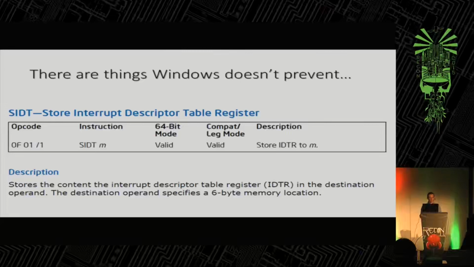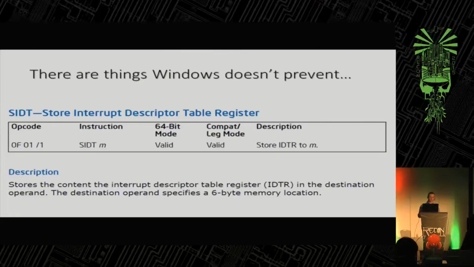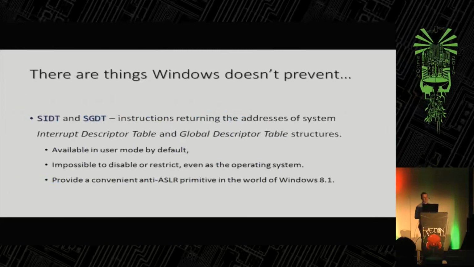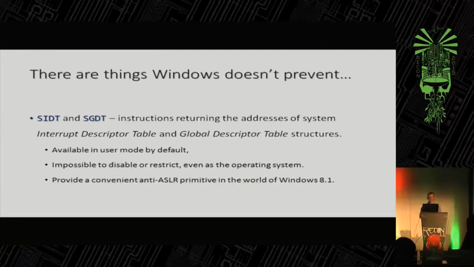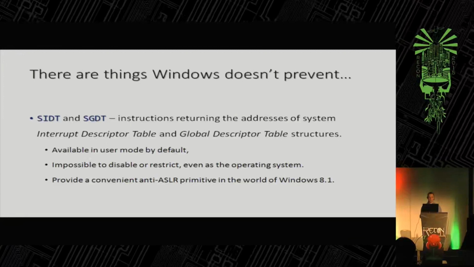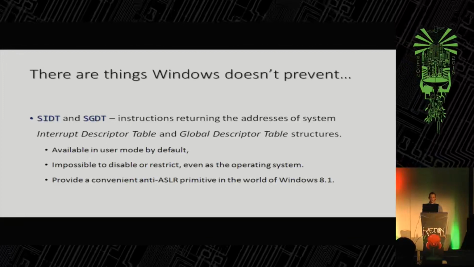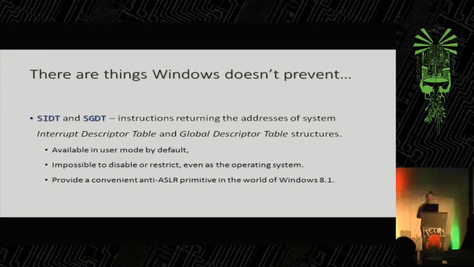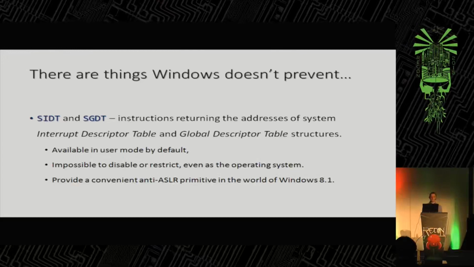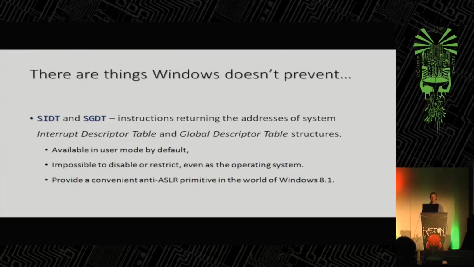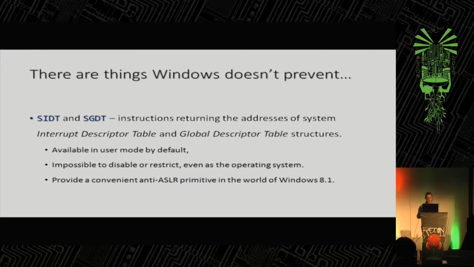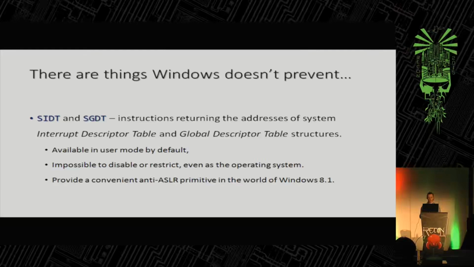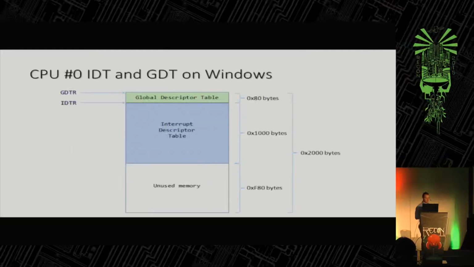We have the two instructions that are quite useful called SIDT and SGDT, which just give us in user mode the addresses of the IDT and GDT CPU structures inside of the kernel address space. So they are available in user mode by default, and they are really impossible to disable or restrict as an operating system without using virtualization technology. So they provide us a very convenient anti-ASLR primitive in the world of Windows 8.1 kernel exploitation.